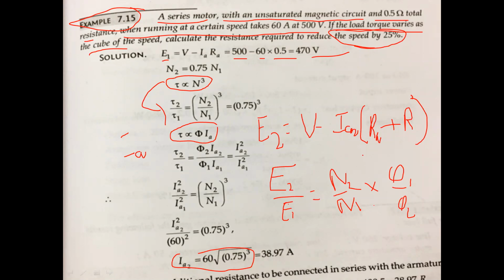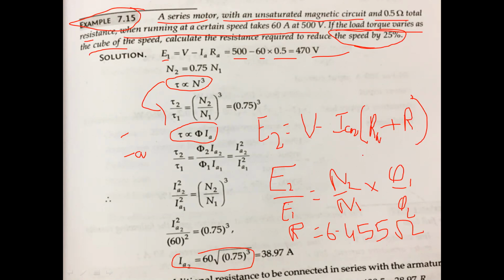The speed is proportional to back EMF by flux. So you substitute this equation in the E2 equation, and we know that the E1 value is 470. So E2 by 470. In E2 we substitute this value, and this R is existing. We know the phi 1 and phi 2 relations, and then calculate R equals 6.455 ohms.